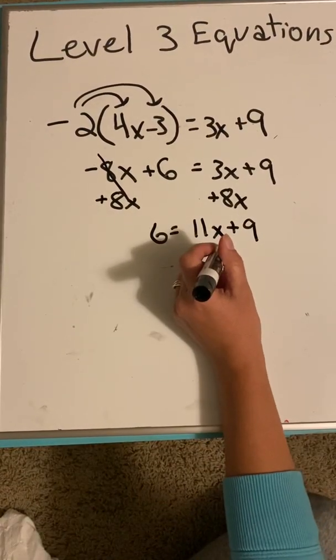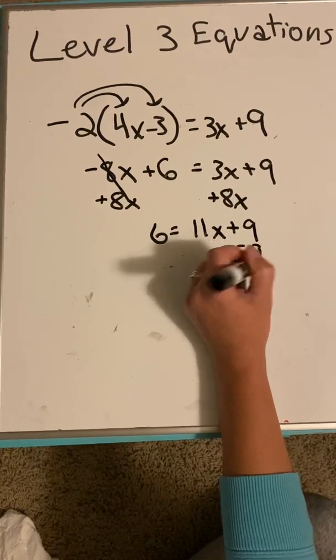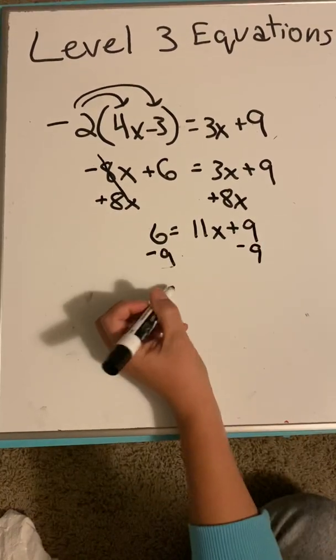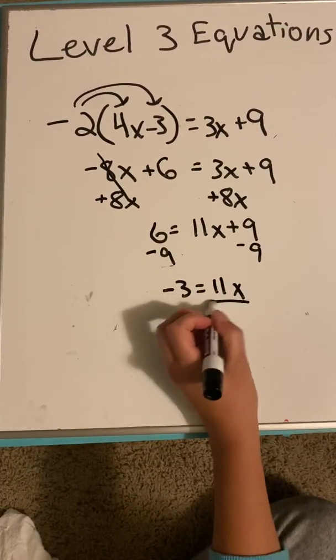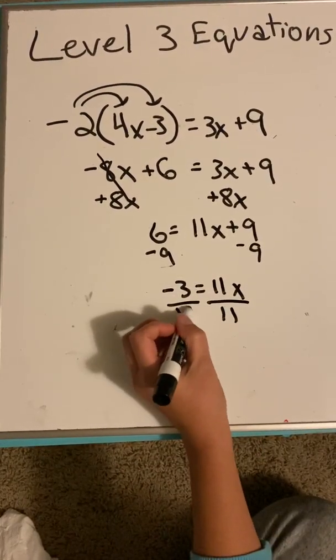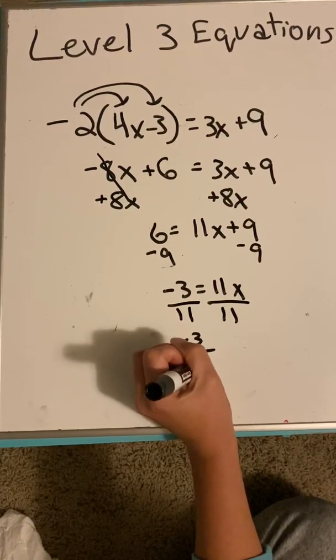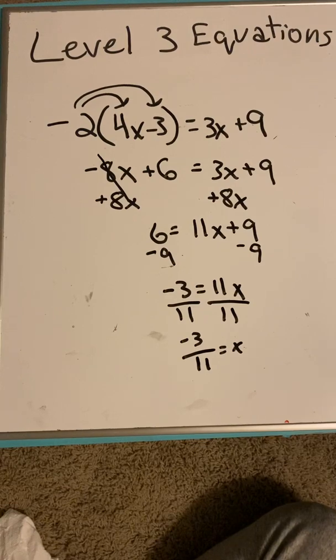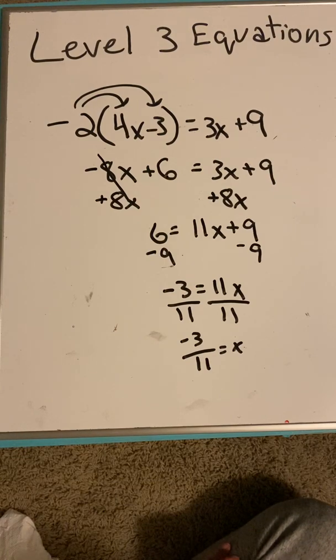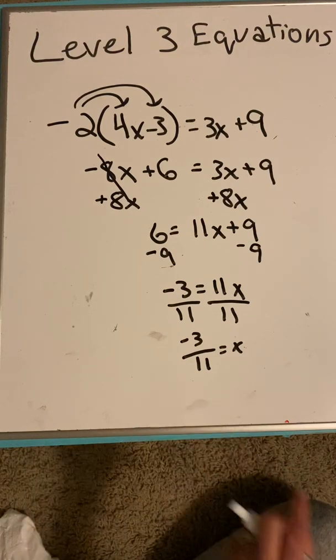Since our variable's over on the right, we got to get our constant on the left. Negative 3 equals 11x. Divide both sides by 11. Okay, so when you're solving equations, it's okay if it ends up in a fraction answer. On 1 and 2 steps, I normally try to make them come out to integers, so positive and negative whole numbers. Once we start getting up there, then we start practicing with fractions.